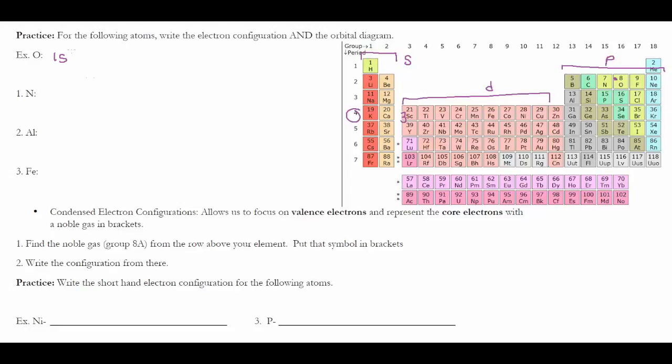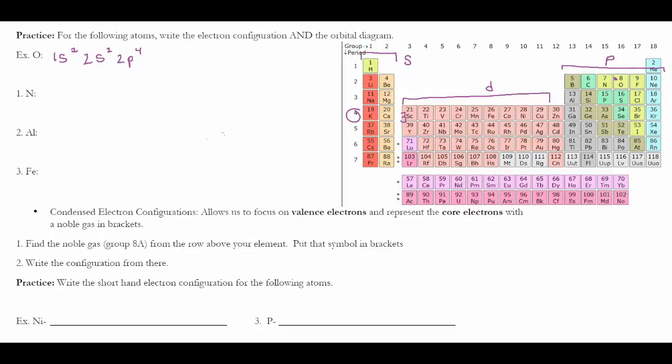So it's 1s2. Okay, then I'm going to go to the second energy level, so it's going to be 2, and it's still s. And I've got 1, 2. So it's going to be 2s2. Then it's going to be 2. Now it's p, because I'm in the p sublevel. And I've got 1, 2, 3, 4. So it's 2p4. And that's all there is to it. So that is my electron configuration.